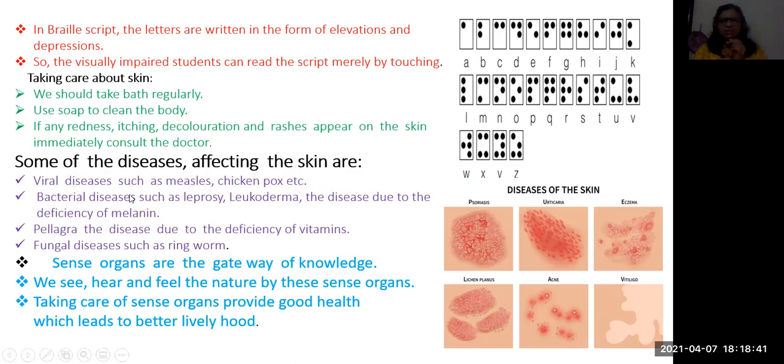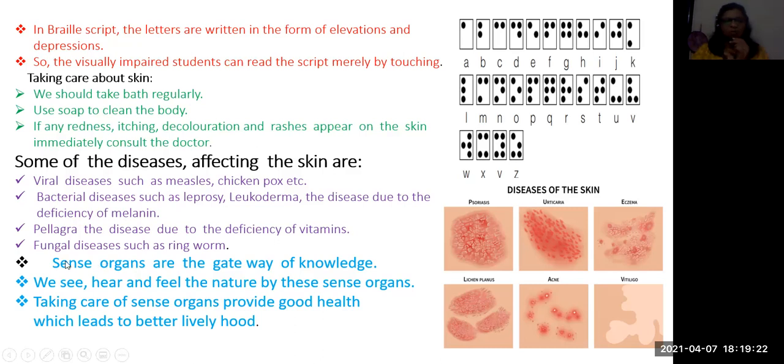And what are the diseases which affect the skin? Viral diseases like measles, chickenpox. I think we mostly get them during the summer season only because of too much sweat. Okay. And bacterial diseases like leprosy, now it is eradicated. Leukoderma, it is also like a cancer. The disease is due to the deficiency of melanin pigment. Okay. And pellagra, the disease due to the deficiency of vitamins. Pellagra is due to vitamin B complex. So if you lack this vitamin, you will get what?